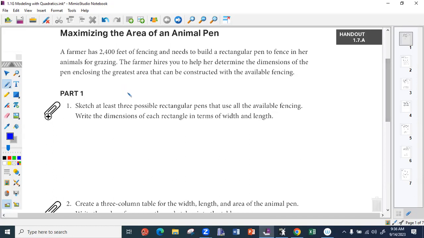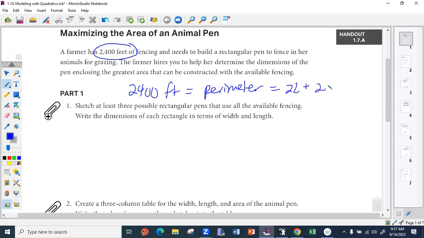Now let's talk about what 2,400 represents. In terms of geometry, 2,400 feet represents my what? My perimeter. 2,400 feet equals my perimeter. The perimeter of a rectangle is 2 lengths plus 2 widths. Agreed? We remember that, because 2 sides.